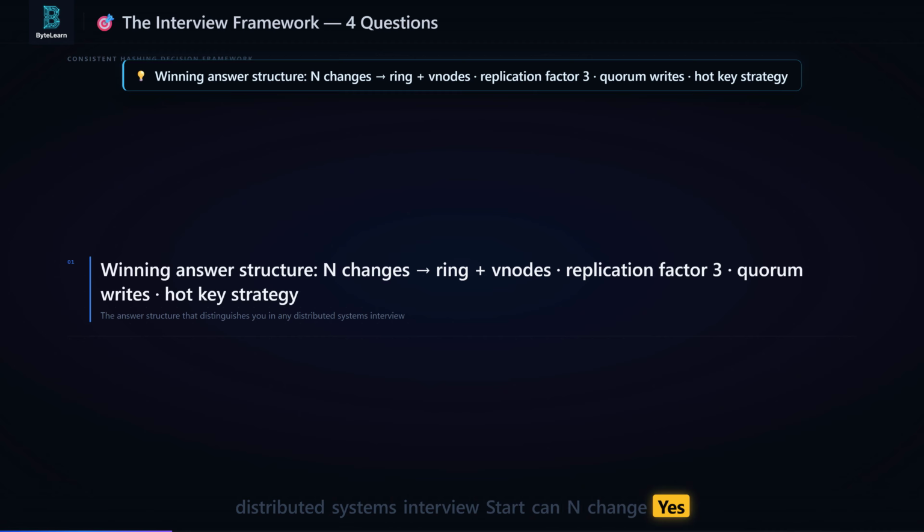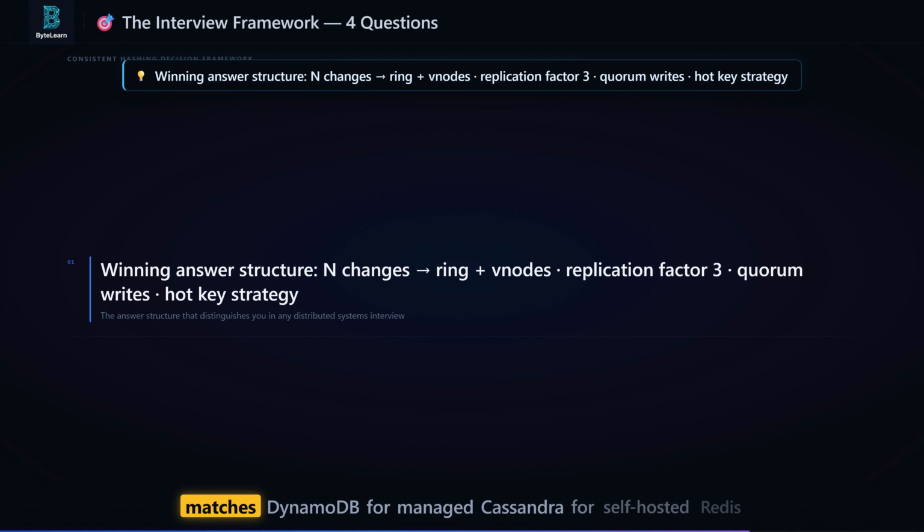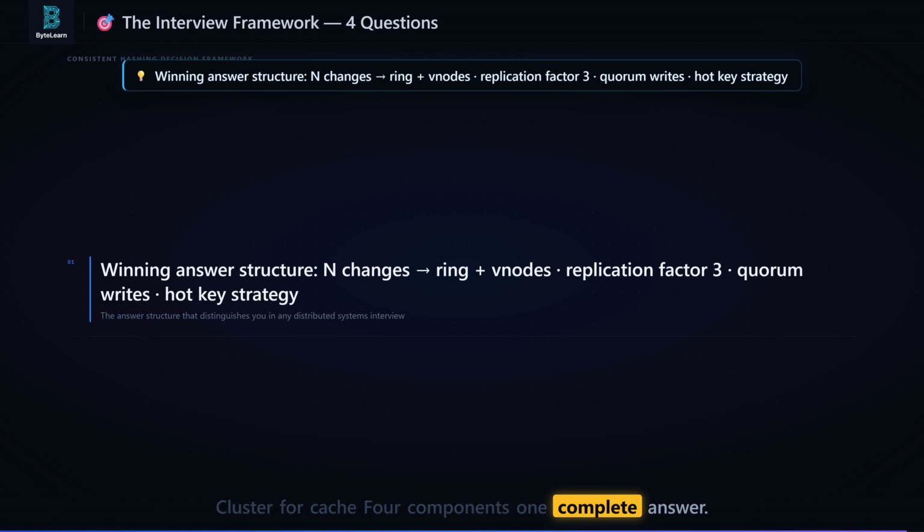Start: can n change? Yes. Use consistent hashing with virtual nodes. State replication factor 3 with quorum writes for durability. Mention how adding a node remaps only 1 over n of keys. Show you understand the guarantee. Acknowledge the hotkey limitation and offer a mitigation. End by naming the production system that matches: DynamoDB for managed, Cassandra for self-hosted, Redis Cluster for cache. 4 components, 1 complete answer.